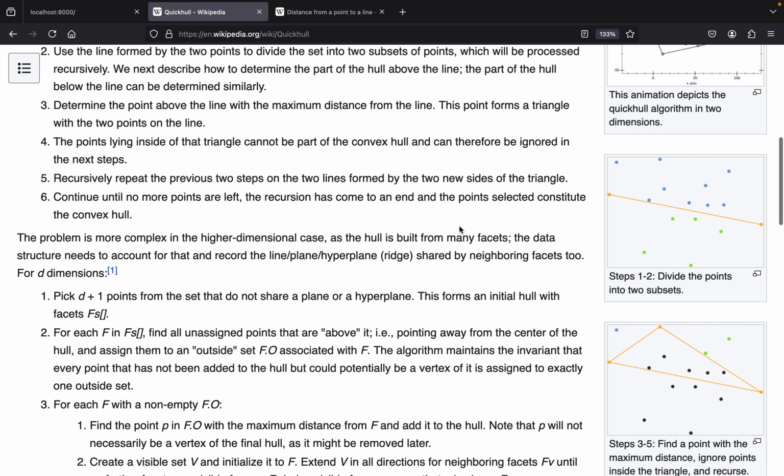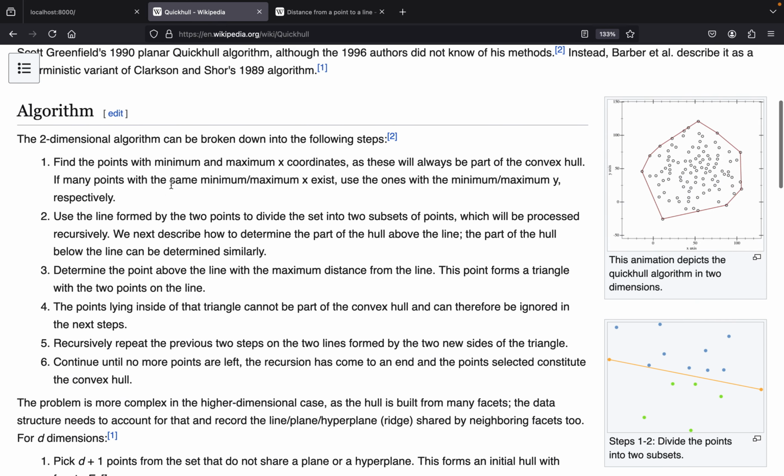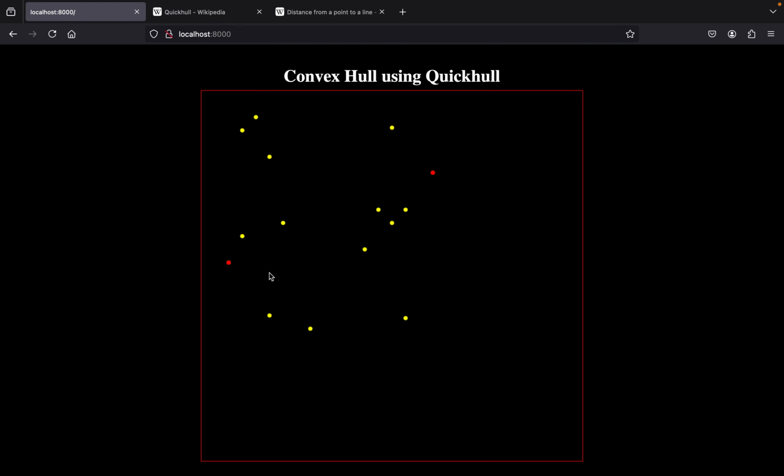One thing of note here is that we always know that these maximum and minimum x value coordinate points will be members of the convex hull. They also point out that if many points with the same minimum or maximum x exist, use the ones with the minimum, maximum y respectively. I just want to stress that sentence there.